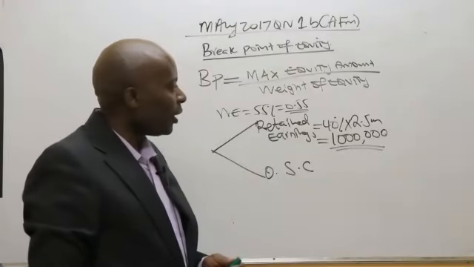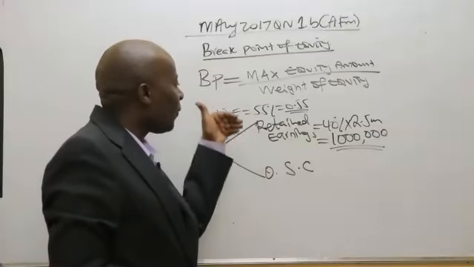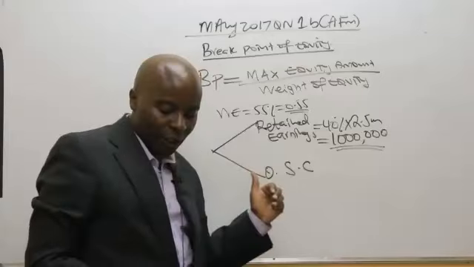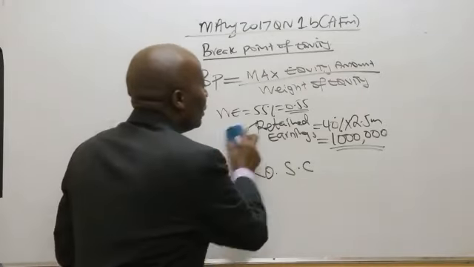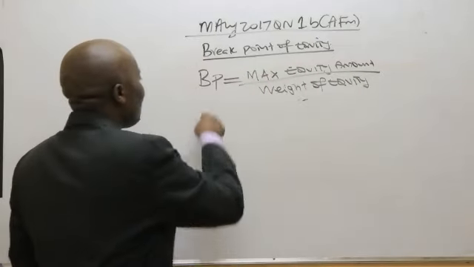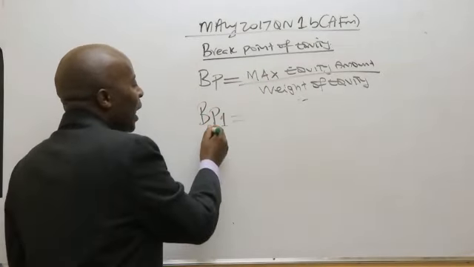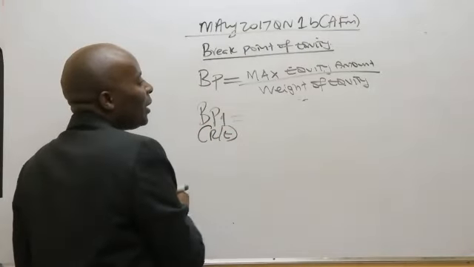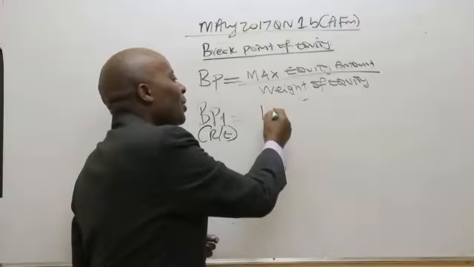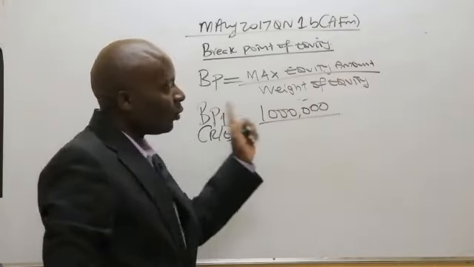Thank you very much. Now, I would want you to do me a favor and give me the first breakpoint of equity, which will go together with these retained earnings. The first breakpoint of equity will be the breakpoint of retained earnings. From retained earnings, I can only get a million. So 1 million divided by the weight of equity.